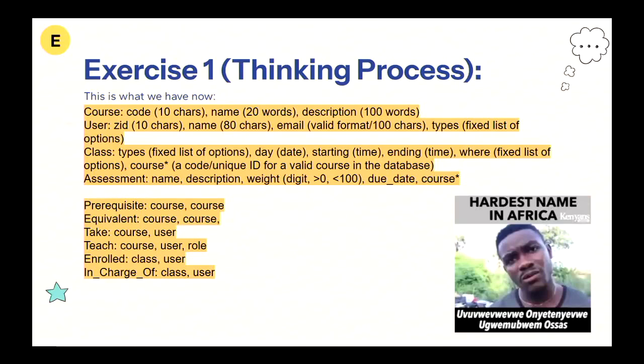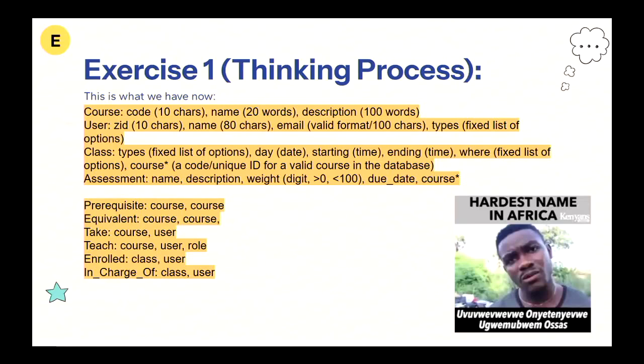And for email, the constraint here is quite special because we want the email to follow a valid format. It should be a valid email. And let's put 100 characters for this length of the email. And there are types of users. This is also quite special, the constraint here.